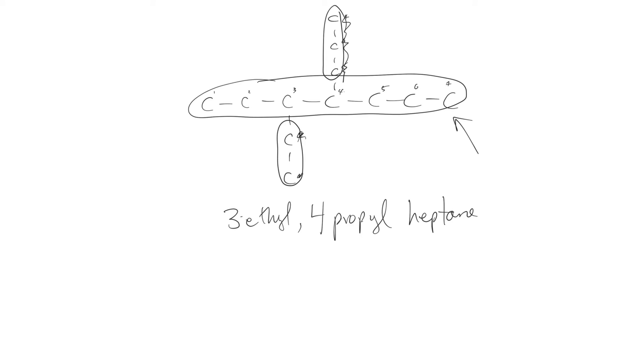Also, these things should be alphabetical, so I just sort of lucked out. I didn't think about it. But ethyl comes before propyl, so alphabetically, it's correct. Hopefully that helps you with some of those.